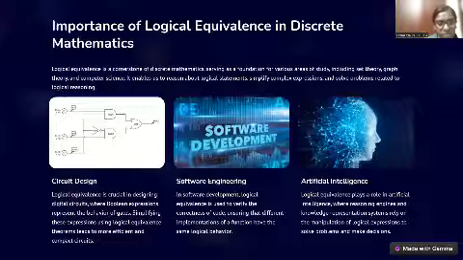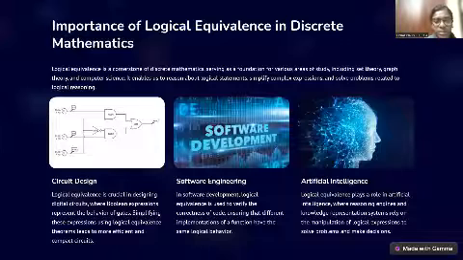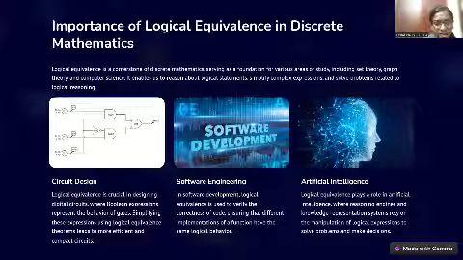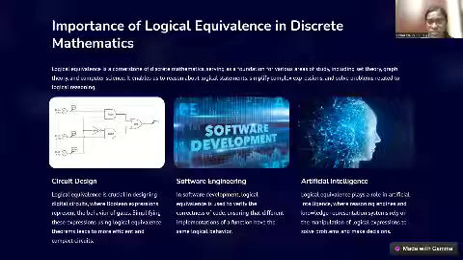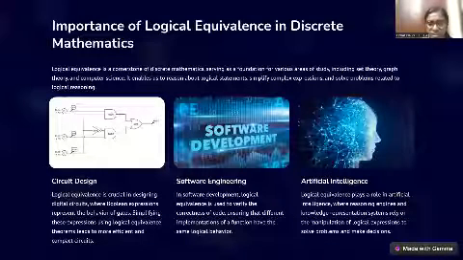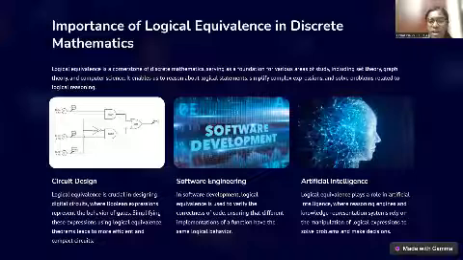The second one is software engineering. In software development, logical equivalence is used to verify the correctness of code, ensuring that different implementations of a function have the same logical behavior. The third one is artificial intelligence. Logical equivalence plays a role in artificial intelligence, where reasoning engines and knowledge representation systems rely on the manipulation of logical expressions to solve problems and make decisions.